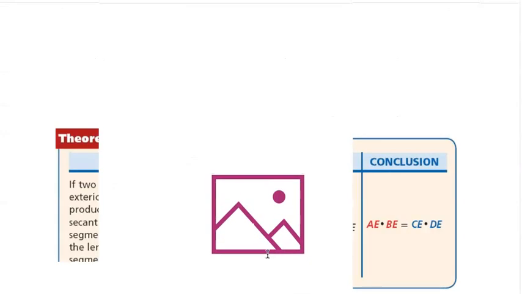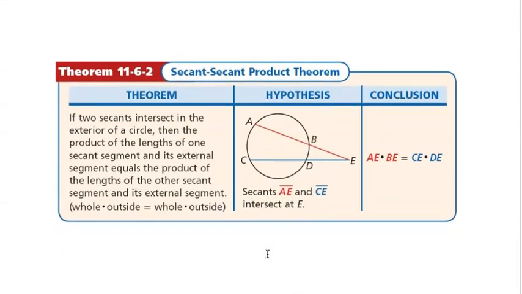Let's look at the next theorem. It all relates to the picture we just looked at. So the secant-secant product theorem says, okay, so here's the theorem. If two secants intersect in the exterior of a circle, then the product of the lengths of one secant segment and its external segment equals the product of the lengths of the other secant segment and its external segment.